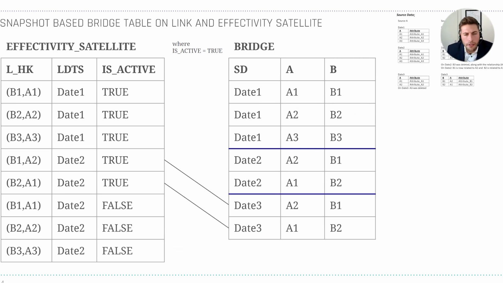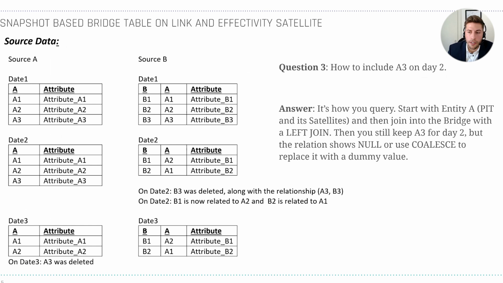I didn't do it yet, but I think it's more complicated. So I would rather move this perspective, hey, I want to have the perspective from A, more downstream into the way you join the data together. Start with the A object, left join into the bridge table, and then you have your answers.